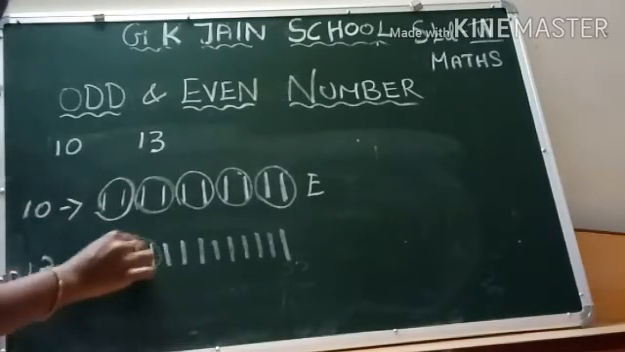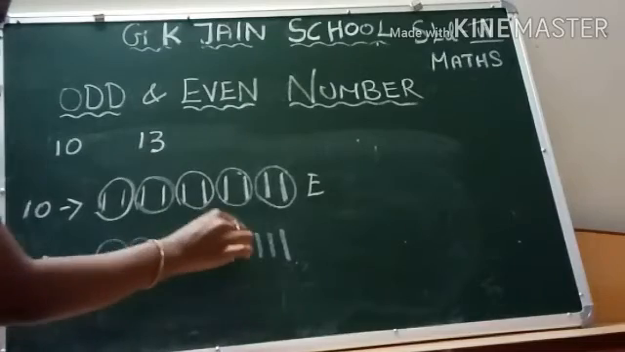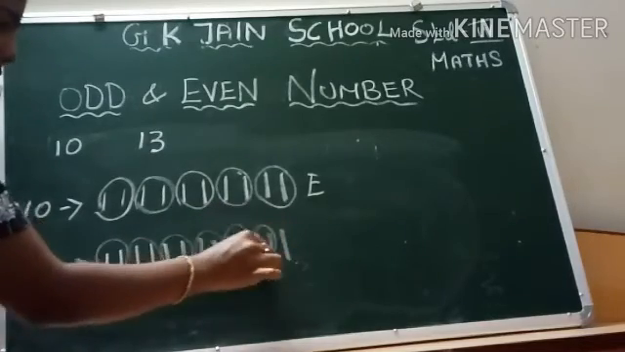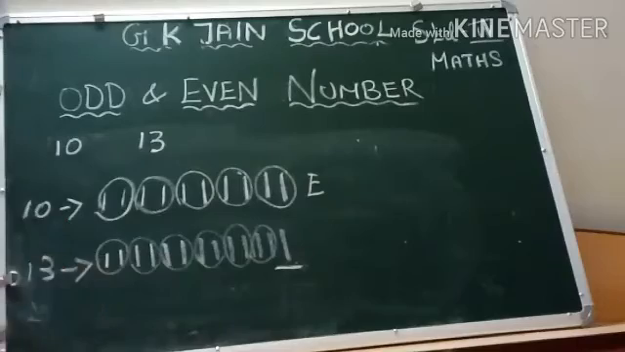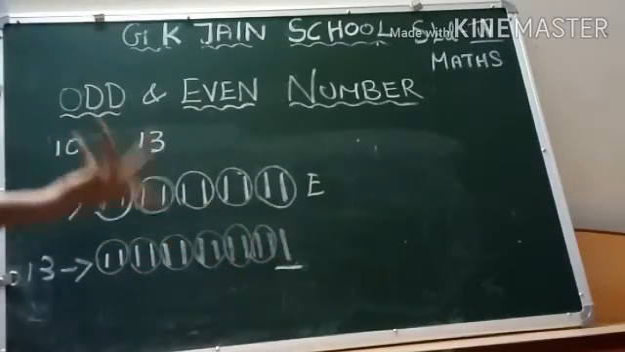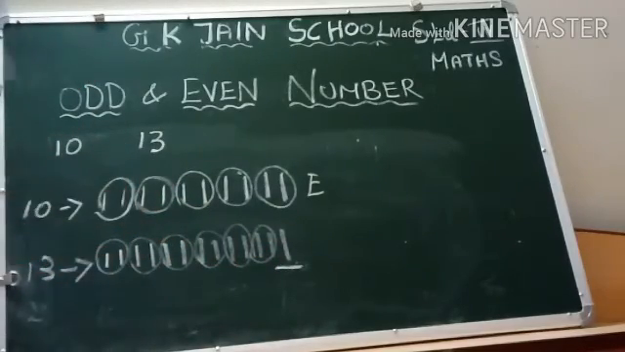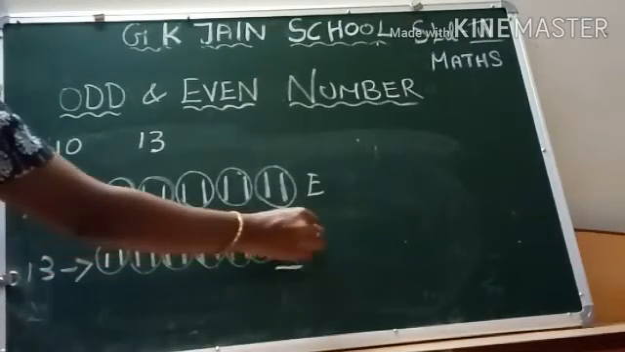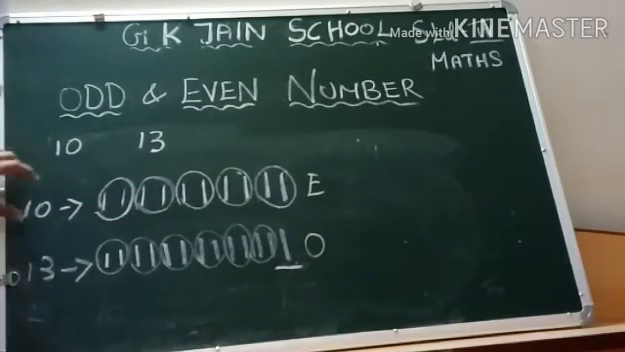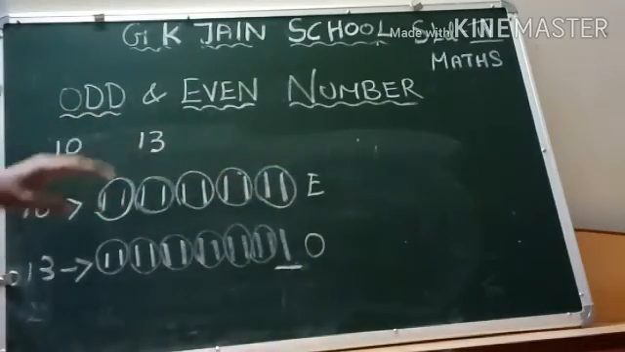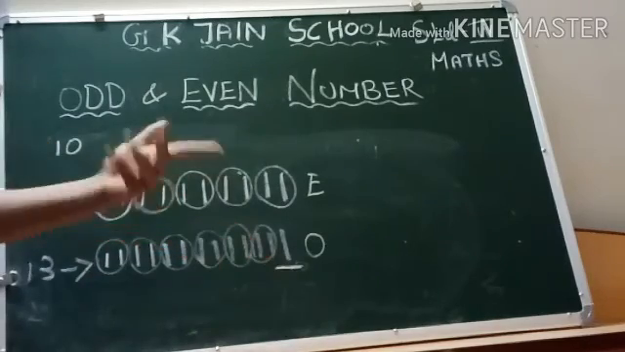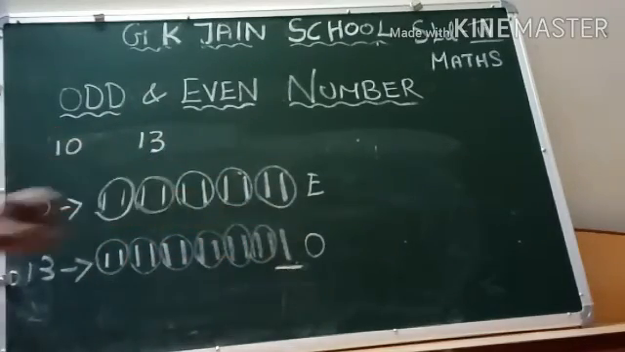So now we are going to group 13 in pairs. 1, 2, 3. But the last one has no pair. So is this an odd number or an even number? Odd number. Got it? Listen students, 10. So with 10, everyone has a pair. So this is an even number. But with 13, only the last one has no pair. So this is an odd number. So this is one of the easiest methods to identify odd numbers and even numbers.